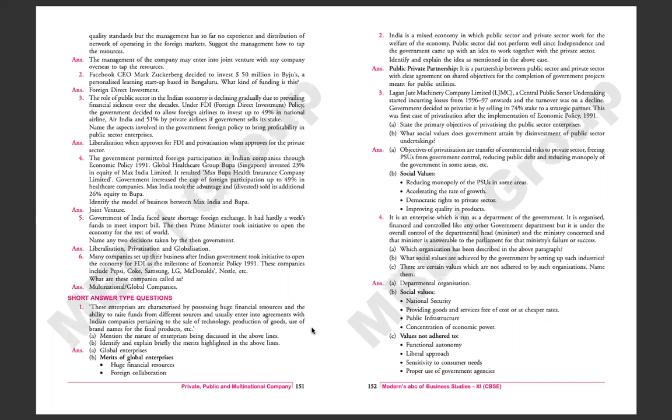Okay. So now identify the model of business between Max India and Bupa. Now I am not reading out the answer. It is visible obviously. But let me just see how many of you can get the crux. How do you get to know that this is a joint venture? By which line or by which statement do you get to know? I got the answer from Paridhi, right? She says it's a joint venture as it's a partnership between two firms.